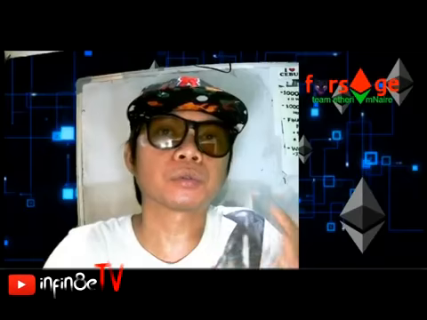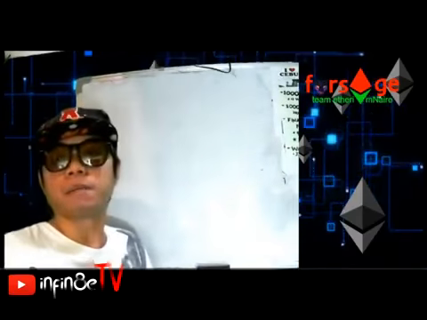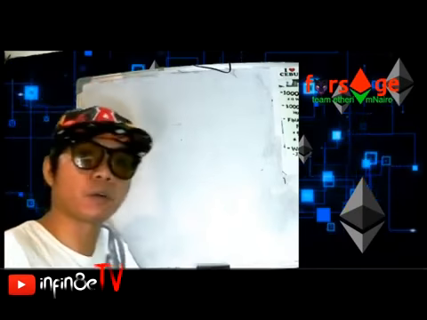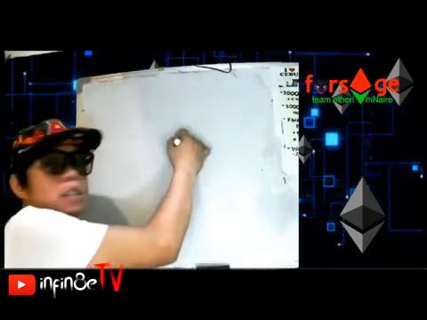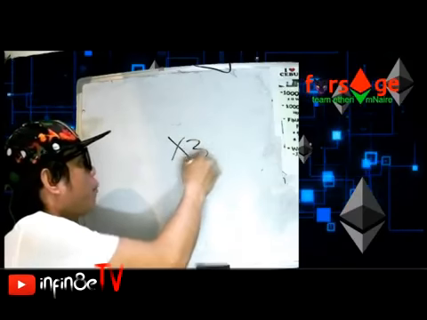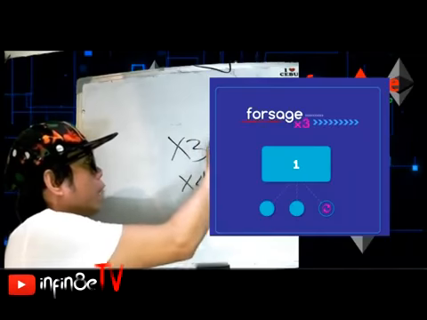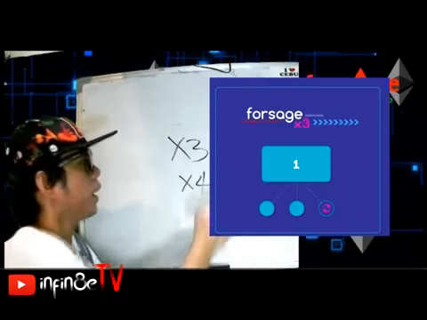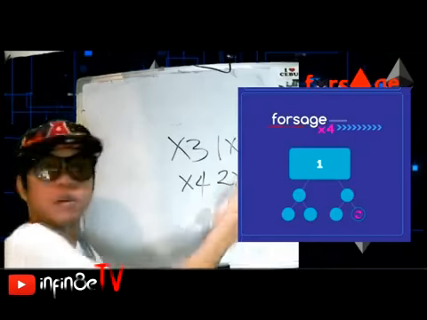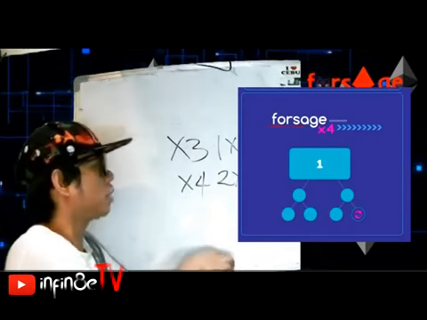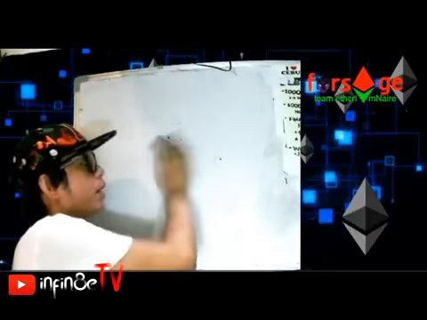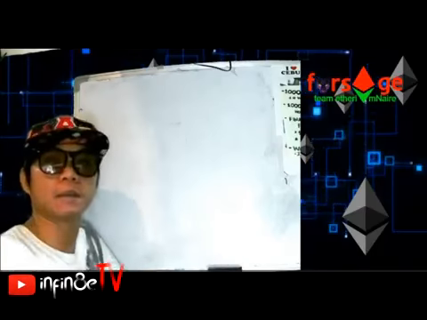So ngayon po ituturo ko sa inyo kung paano ba nagwo-work si X3 and si X4 program ng Forsage Smart Contract. Okay? So guys, here it is. So, paano ba nagwo-work ang X3 and X4 program ni Forsage? So, si Forsage po ay merong dalawang program which is the X3 and the X4. Okay, si X3 po ay 1x3 matrix program and si X4 naman is a 2x2 matrix program. So paano ba nagwo-work si X3, si 1x3 matrix and the 2x2 matrix ni Forsage?